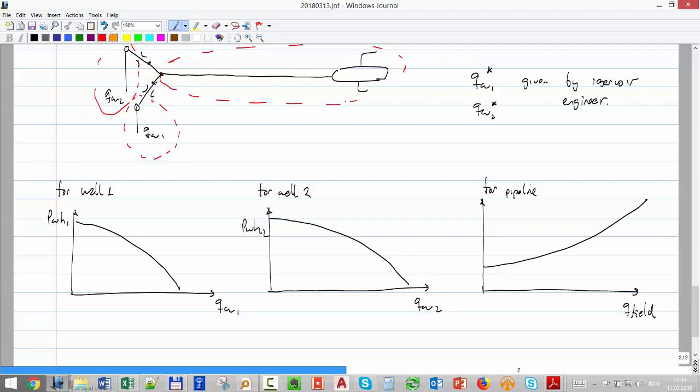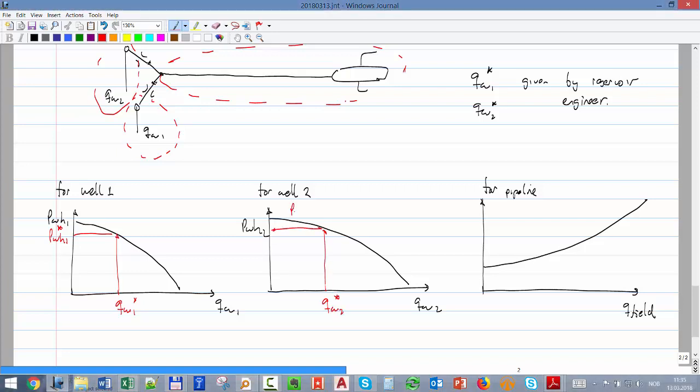So exactly like we have done in the single well case, we come here, we say Q well 1 star, and we read from this plot what will be the available wellhead pressure, right? So I come here and I also say Q well 2 star, and I read what will be the available wellhead pressure. And then on the field, I do exactly the same. Here will be Q well 1 star, and I read P junction star.